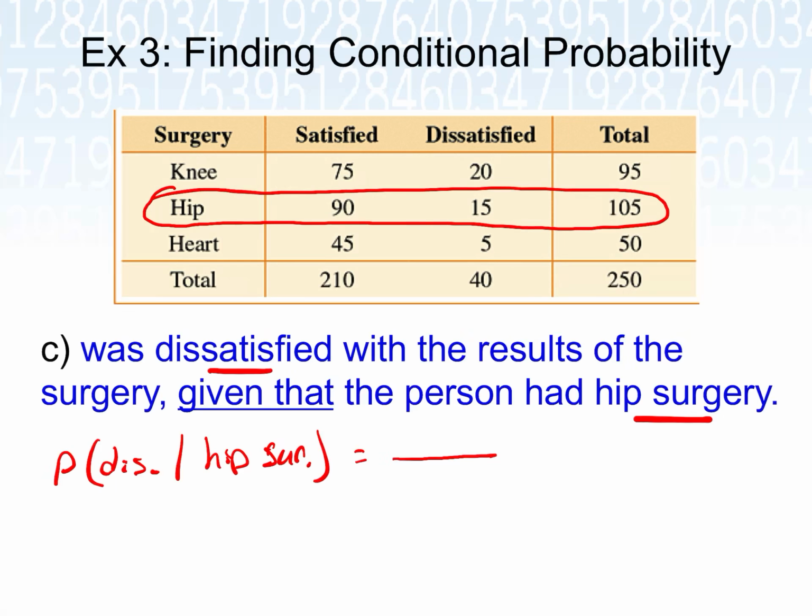All right. There were 105 that had hip surgery. How many of them were dissatisfied? Well, look up, 15. So whatever that percentage is, it's about 14% or so, like 0.14 or something like that. Okay? Hopefully you got that one correct, and you're starting to see that the conditional probability is actually one of the easiest ones because of the given that and the fact that it tells you right there what kind of probability it is.